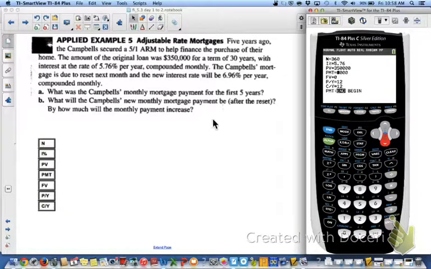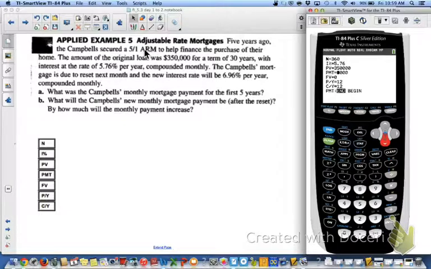Alright, so pause and read the problem if you have to. Hopefully you've done that, you've read it. A 5-to-1 ARM means adjustable rate mortgage, so it's fixed for 5 years, and then after that it can be adjusted. The interest can change every single year. I'm not really sure why people would do that. They think maybe the interest rate's going to go down, but I've never really seen that happen. And I wouldn't like not being able to plan ahead for it, so I wouldn't go with an adjustable rate.